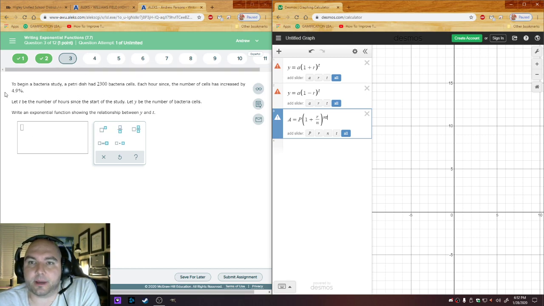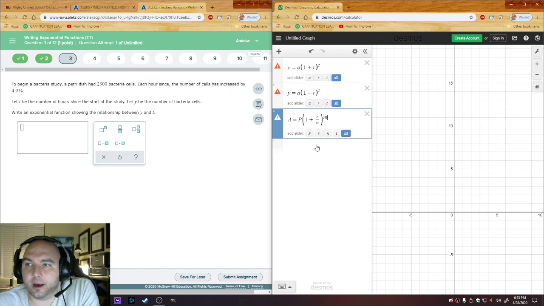So it says, to begin a bacteria study, a petri dish had 2,300 bacteria cells. Each hour since, the cells have increased by 4.9%. Let t represent the number of hours since the study. Let y be the bacteria cells, and write a function for that. So here's the deal. The bacteria is growing, and you have to look for the key words. It says increased. So increased tells me I need to use this first one.